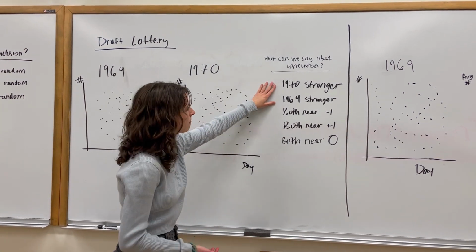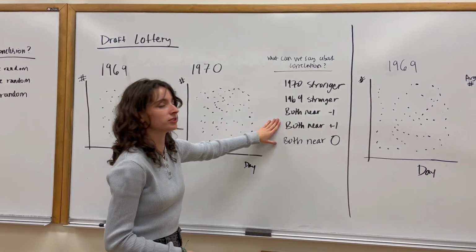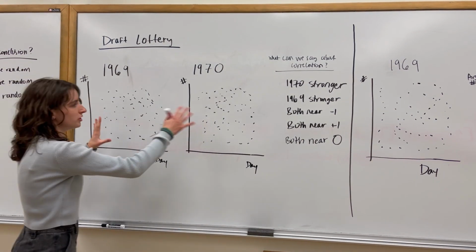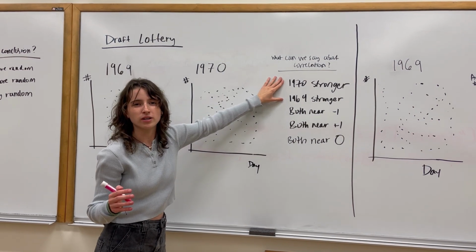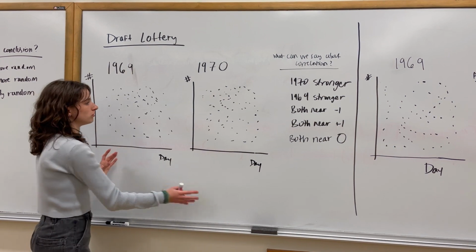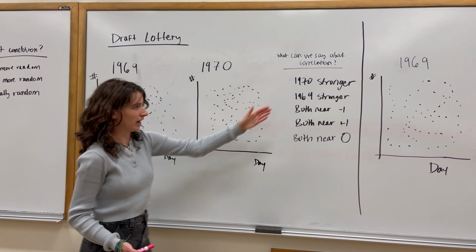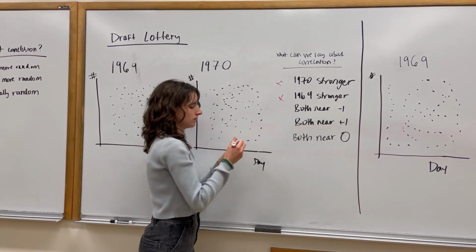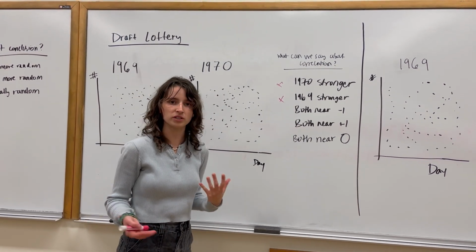Your options are: is one of the plots stronger than the other? Are they close to -1, +1, or 0? Initially, just based on the way these points are distributed, we can say that these 2 can be ruled out because they look pretty similar. There's not really a difference in relationship between the 2 variables on either of the plots. They're both big blobs, right? So we can't really say that 1970 is stronger than 1969 or vice versa. So let's eliminate those. Now that we know they're both similar, what can we guess about their correlations?